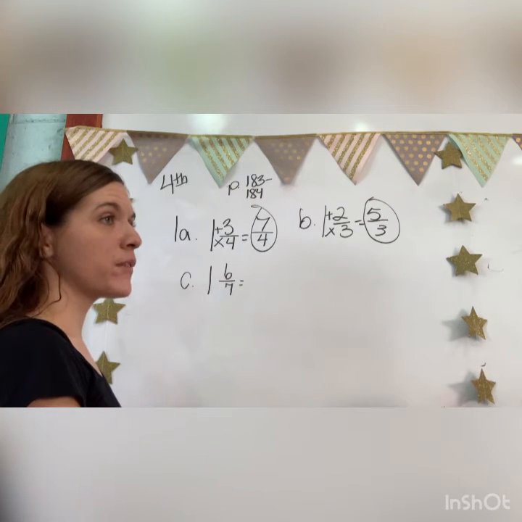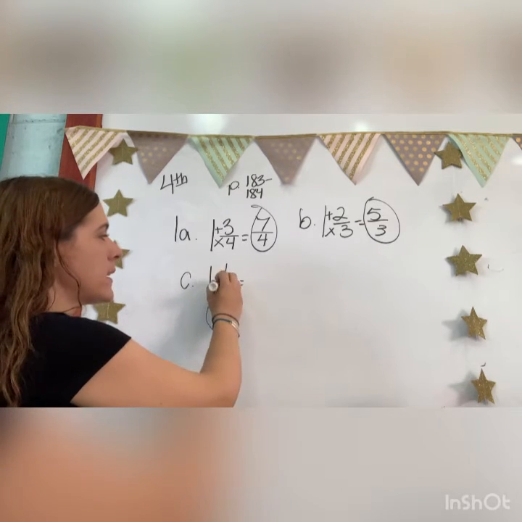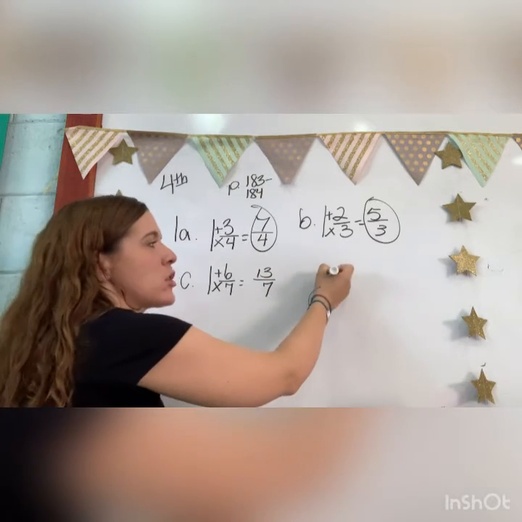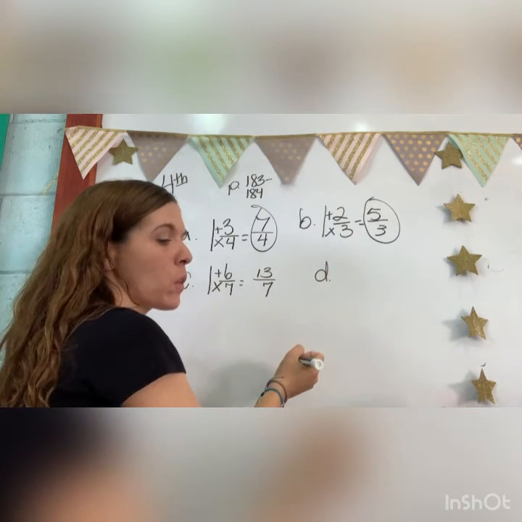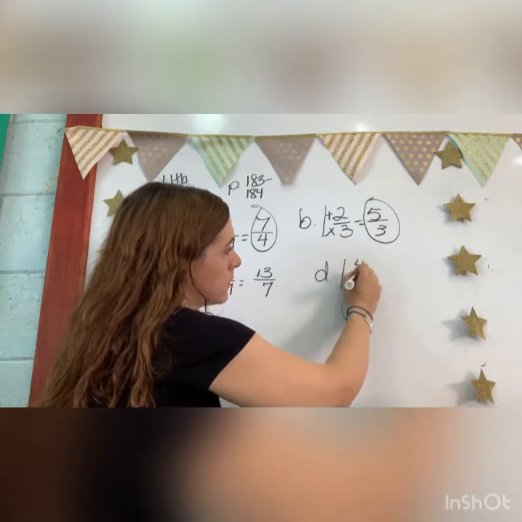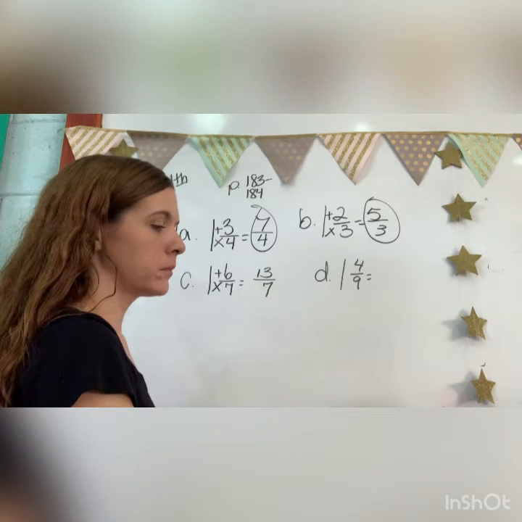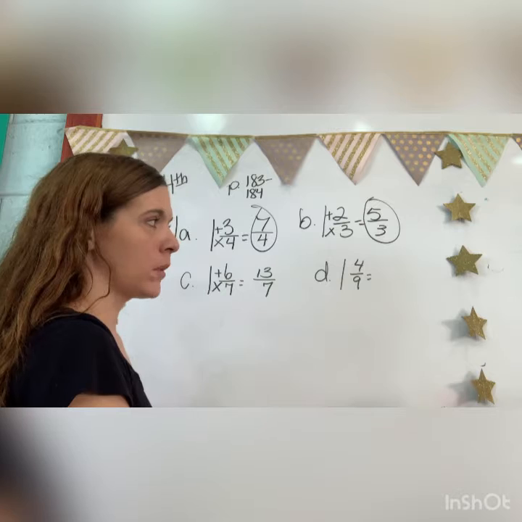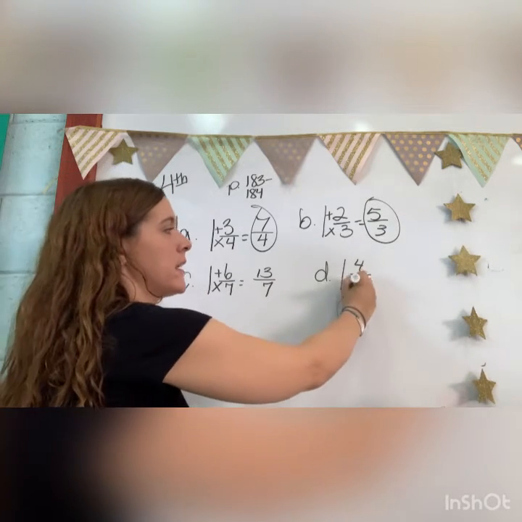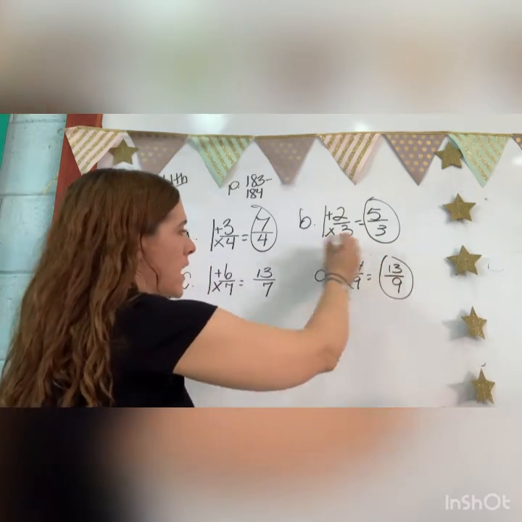Okay, ready? Tell me what you get for your answer. 13 over 7, right? 7 times 1 is 7 plus 6 is 13 over 7 because the denominator doesn't change. Guys, try letter D by yourself. Okay, what'd you get? 13 over 9, right? 9 times 1 is 9 plus 4 is 13, and our denominator doesn't change.